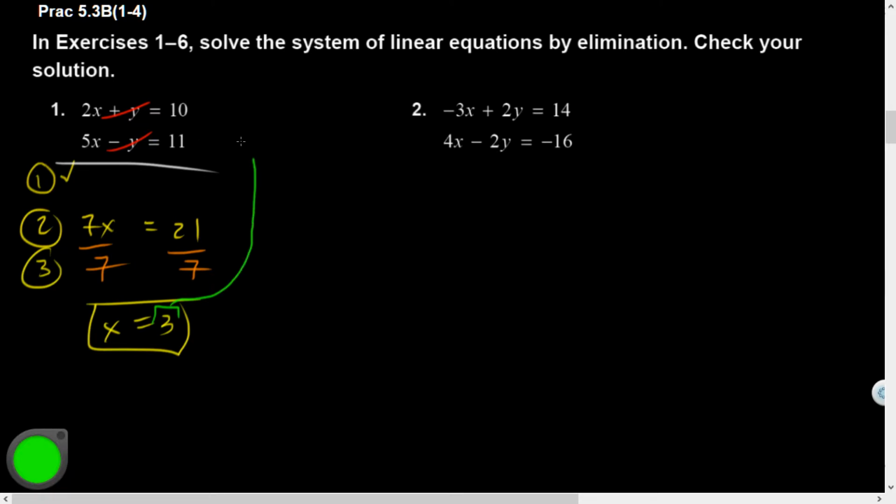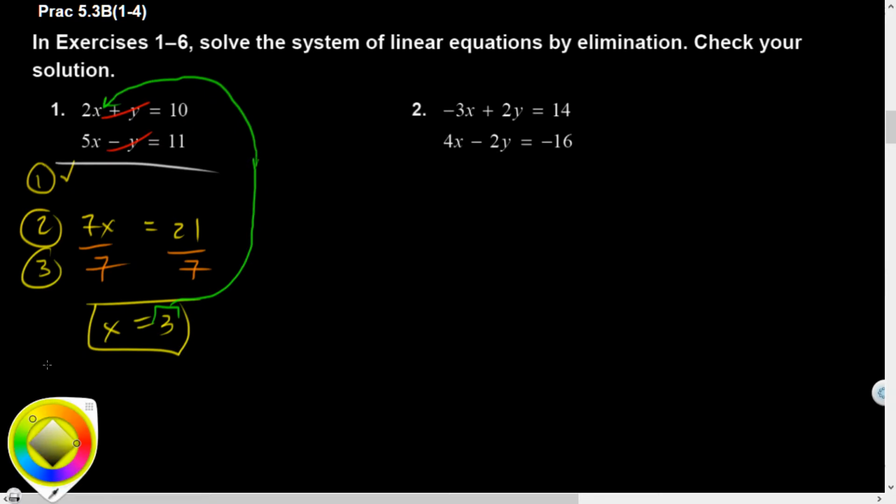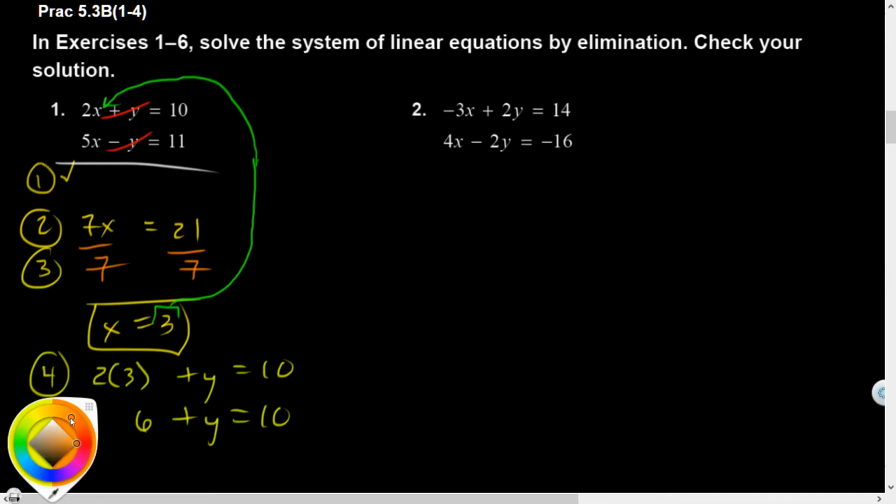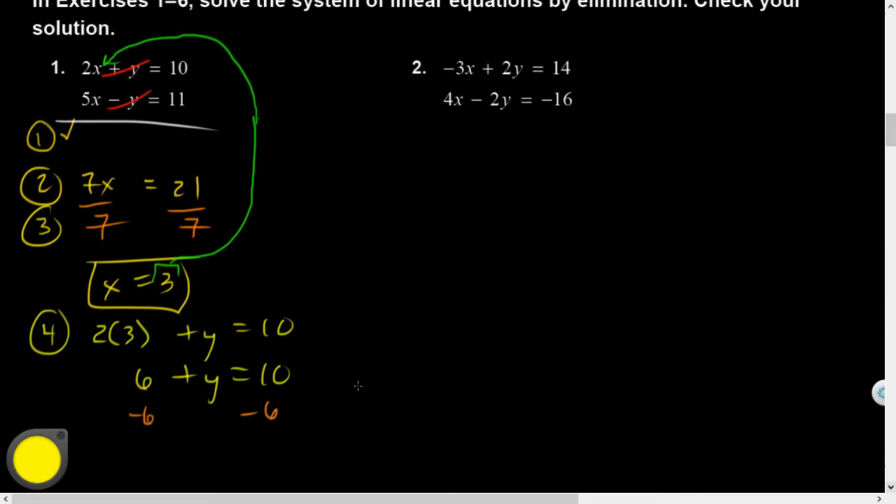I'm going to plug it into the first one, I think. I like the first one. It'll be the same either way, you're right. So, yeah, it won't matter whatsoever. So 2 times, instead of x, I'll have 2 times 3 plus y equals 10. 6 plus y equals 10. How do I get y by itself? Minus 6, minus 6. And we get our answer. So y equals 4.